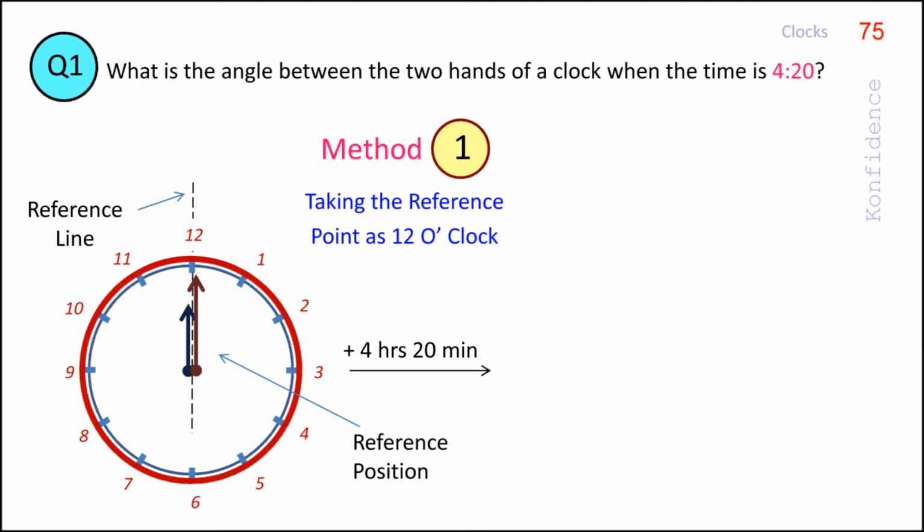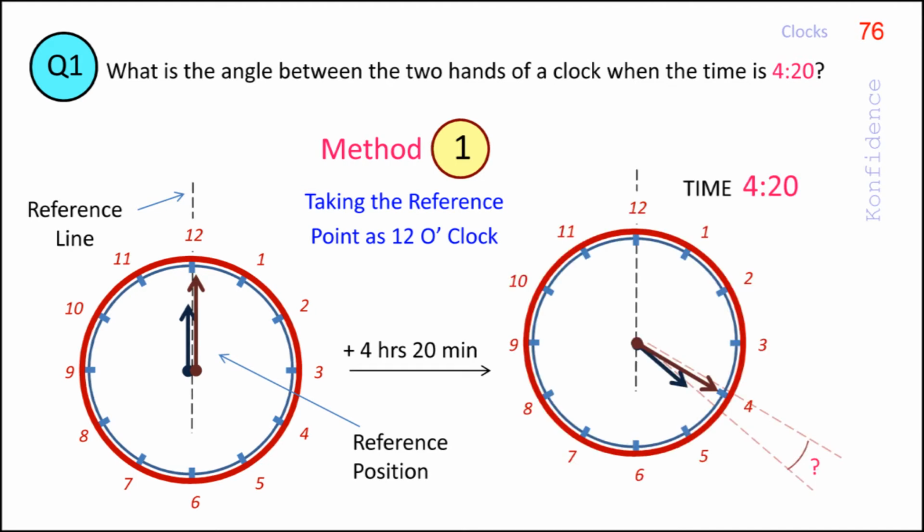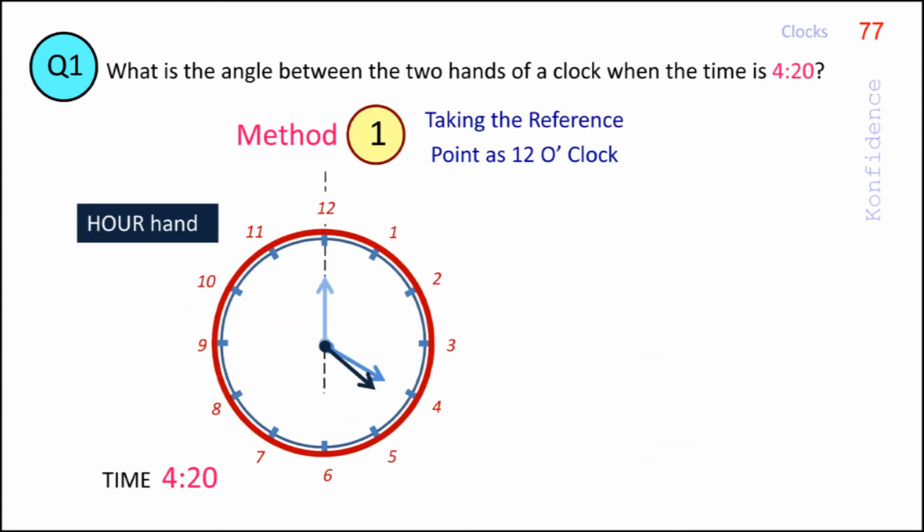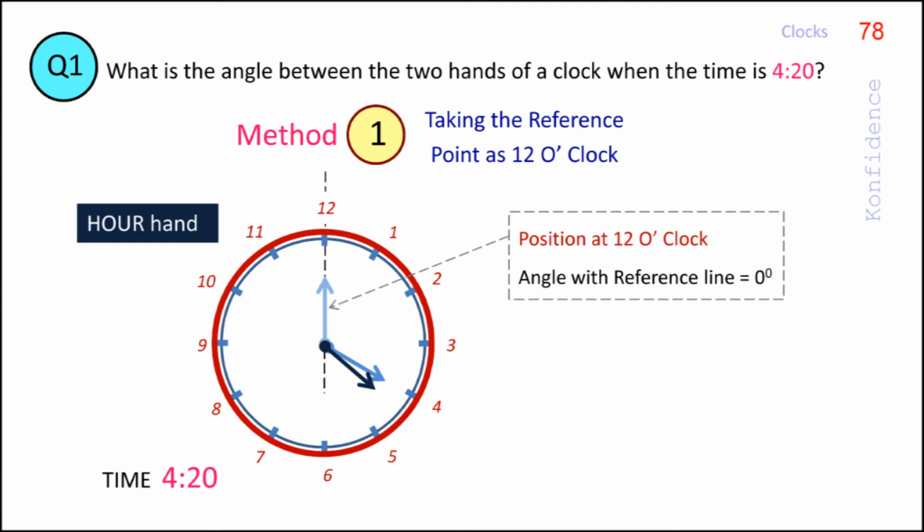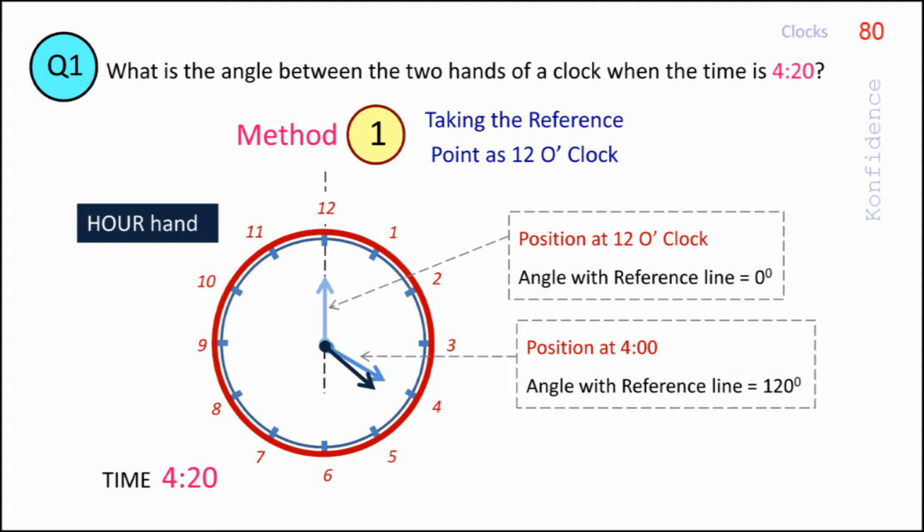Both the hands have traveled for 4 hours and 20 minutes and reached the position 4:20. The position of the hands at 4:20 is shown in the slide. Let us consider the hour hand first. What is the distance traveled by the hour hand in an hour? We know it is 30 degrees. So, what will be the distance traveled in 4 hours? It is 120 degrees. For time to be 4:20, the hour hand has to travel for 20 minutes more.